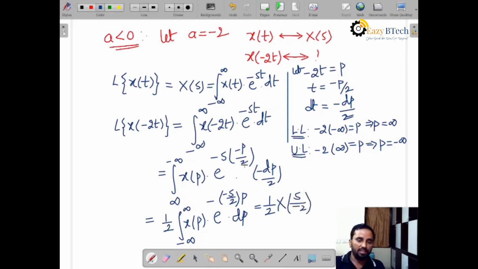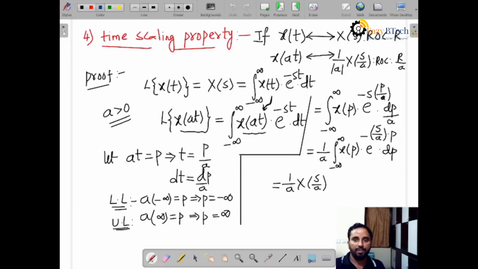So if a is less than 0, outside we have 1 by a, 1 by 2, right or not? So 1 by mod a we can take overall. So what is the answer here? 1 by 2 X of s by minus 2. So if you go to the property, here I wrote 1 by mod a, because outside the a value is always positive. So 1 by mod a. Is it clear? Okay.